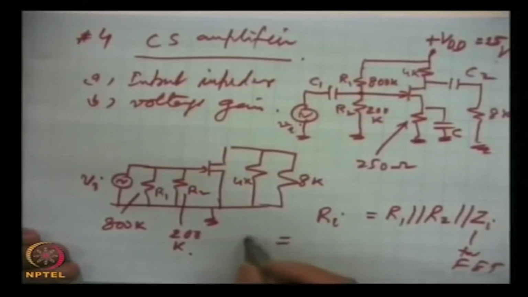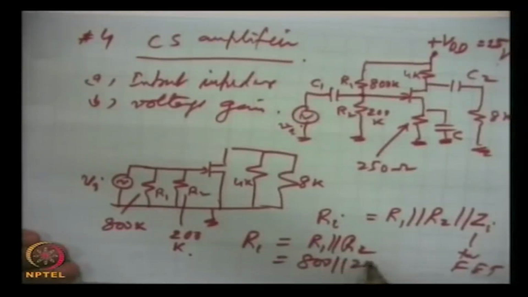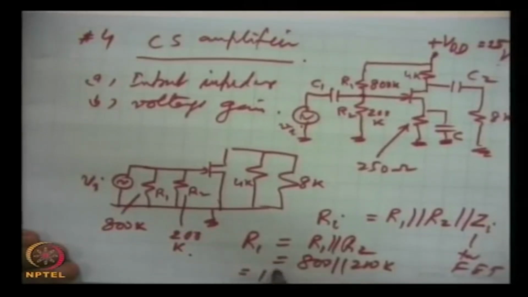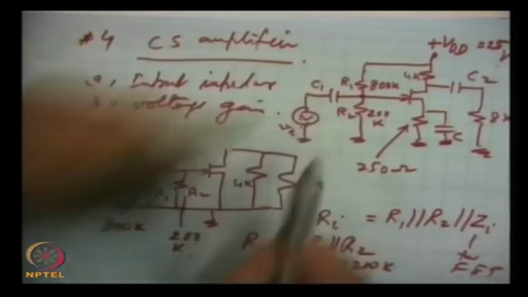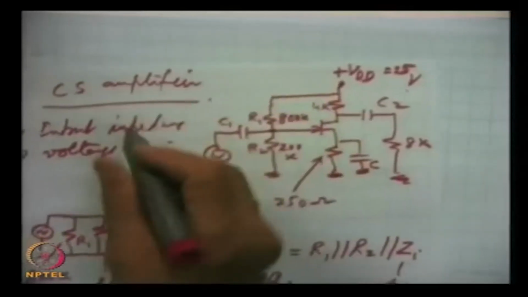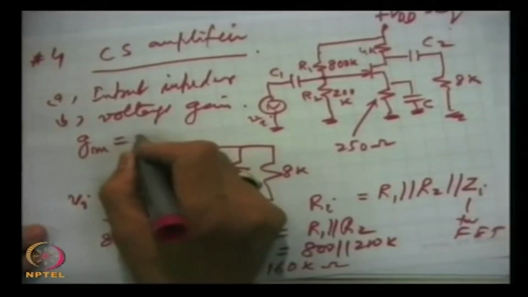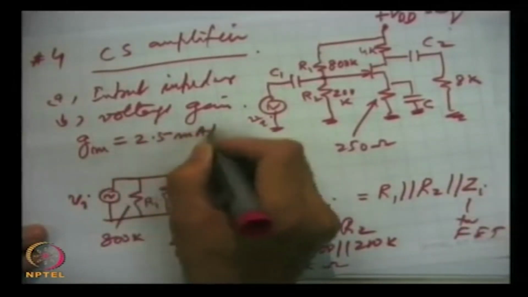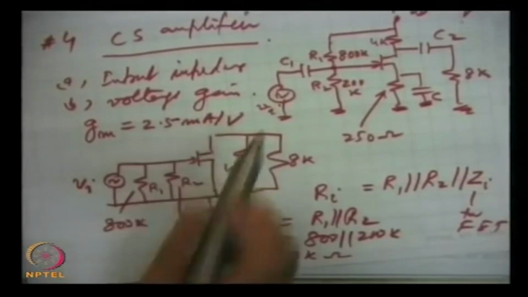So, this is actually Ri, simply R1 in parallel with R2, and this is 800 K parallel 200 K. So, this comes out to be 160 kilo ohms. This is the input impedance as we will measure here. And then gain. The GM was given for this actually, which I just forgot to write, that GM for the device is given 2.5 milliamperes per volt, and which is also written as millimhos.